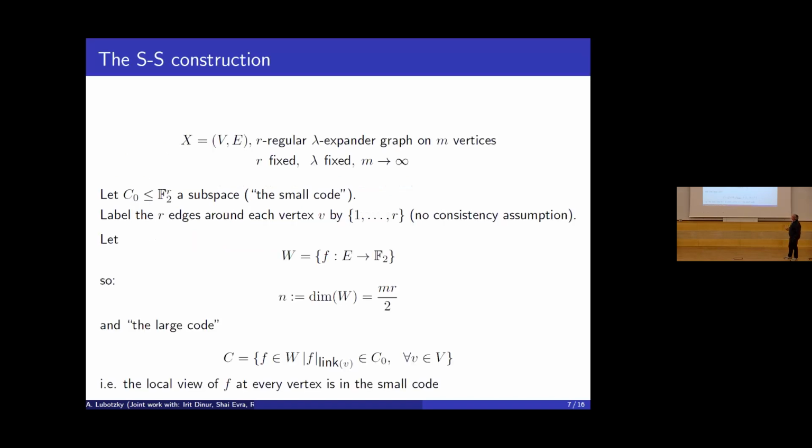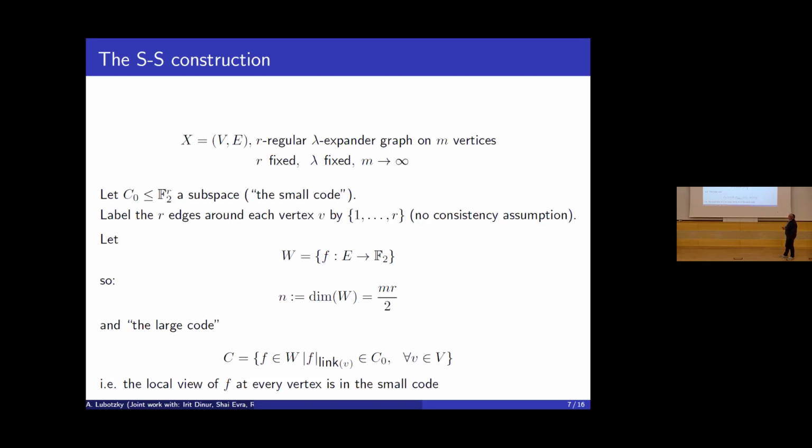And so we can continue with the Sipser-Spielman construction of the code. And here is the construction. Let X be an R-regular lambda expander, again, on n vertices. Again, R is fixed, lambda is fixed, but the size of the graph is going to infinity. Let C0 be a subspace of F2 to the R. R is fixed. I take a subspace of F2 to the R. I call it a small code. This is a code, but here the code is fixed. R is fixed, and I fix some subspace C0 in F2 to the R.